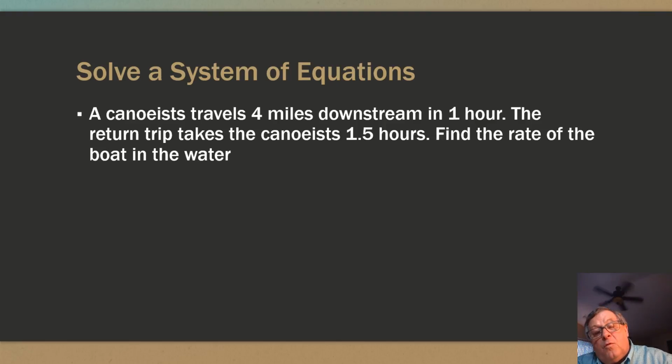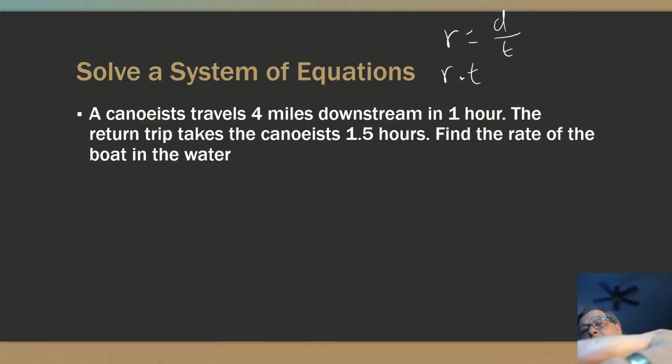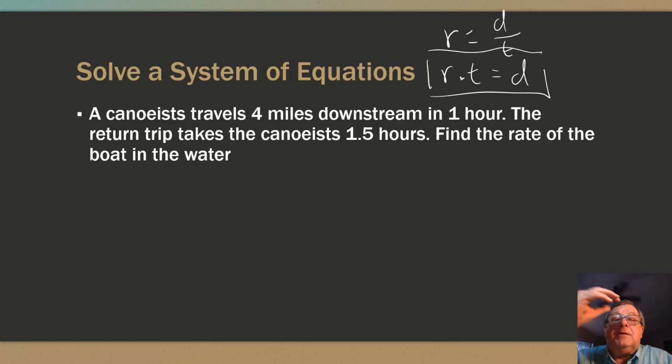And let's see, I guess before we start, we need to think about rate. Rate is relational to distance over time. So we've got rate equals distance over time. Or if we're solving for D, we could say that rate times time equals the distance. And you're going to see why I rearranged it like that as we read this.